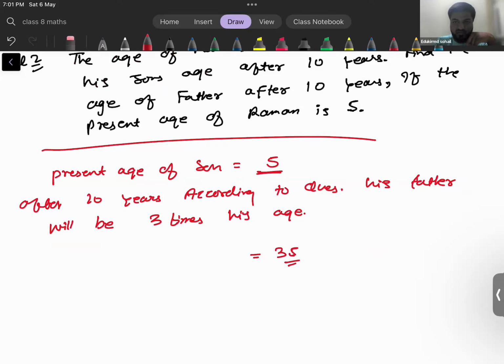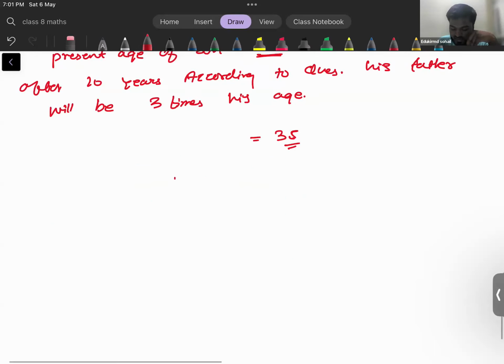Let's take another example so that you will be able to understand this question. Let's say presently the age of your father is 40 years. And after 20 years, he's going to be double your age. So let's say at present, your age is I. We take a variable and we denote your present age with I.